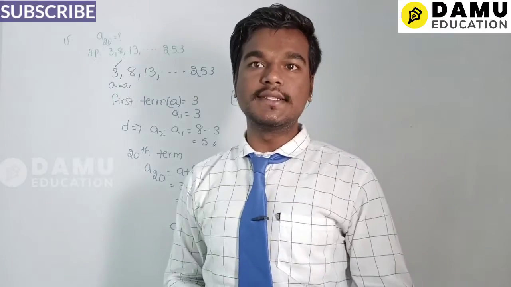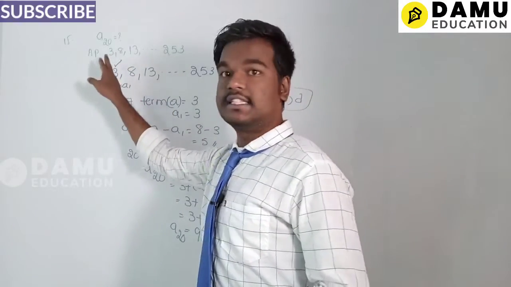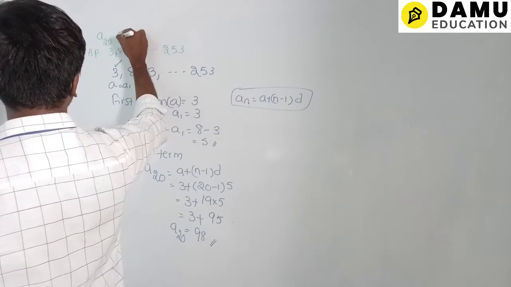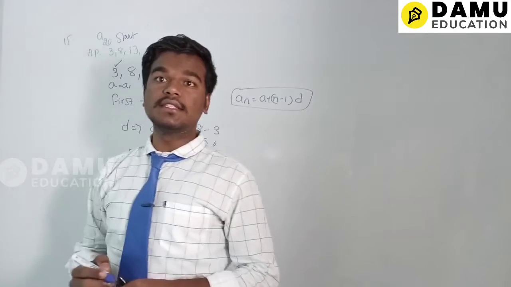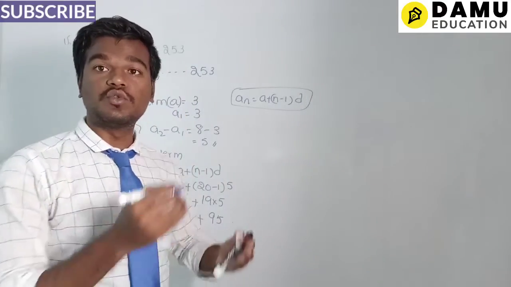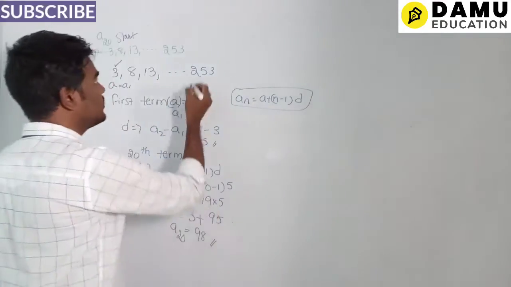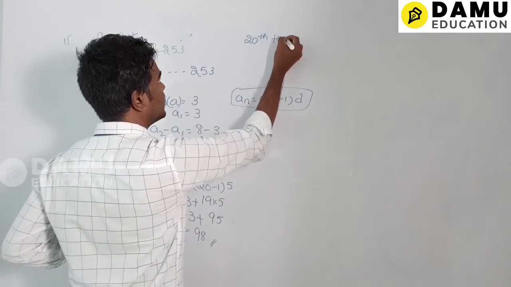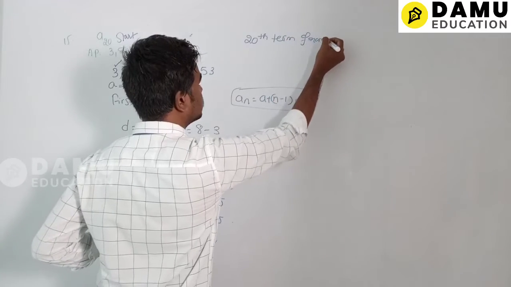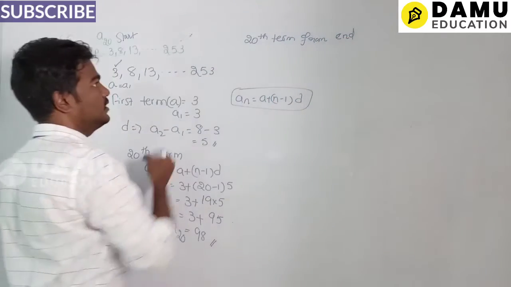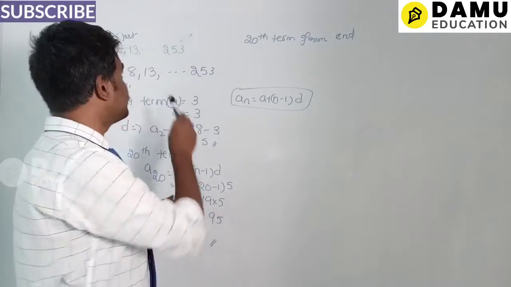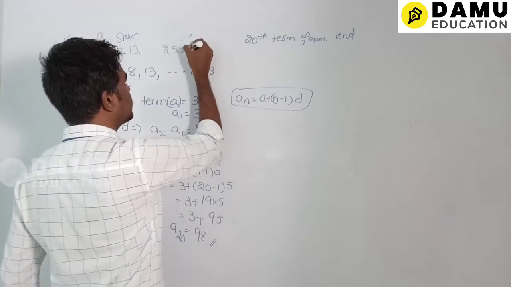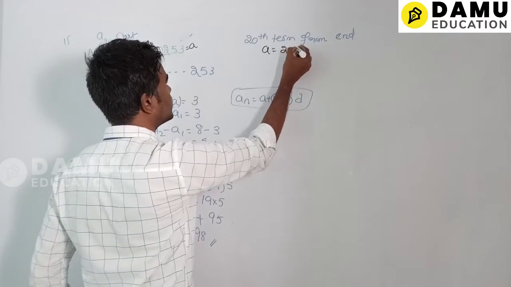So this is the 20th term from the starting. But they have asked the question from the ending, so the 20th term from the end. From the end, 253 will become the first term, so a will be equal to 253.